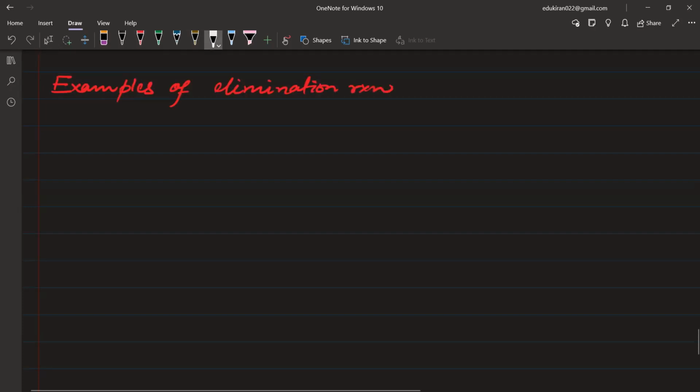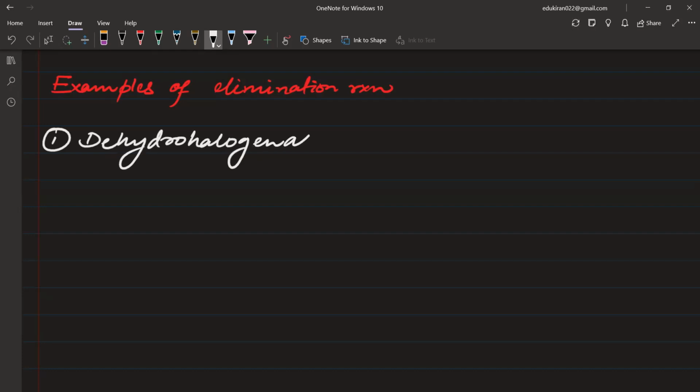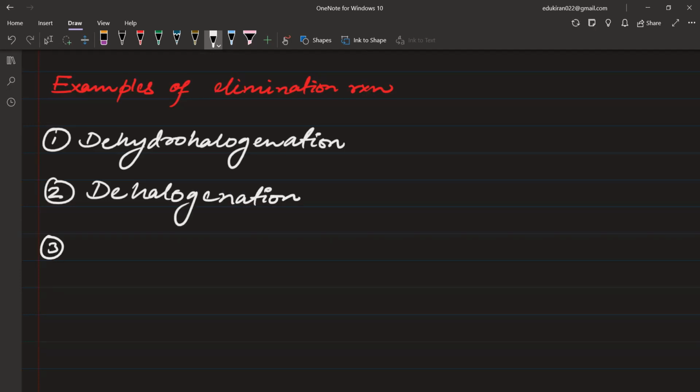Now, we will see one type of elimination reaction that is known as dehydrohalogenation. In dehydrohalogenation, we are removing hydrogen and halogen. That is why it is called dehydrohalogenation. There can also be one type known as dehalogenation. Third, which we are going to learn in the next chapter, alcohols, is known as dehydration.